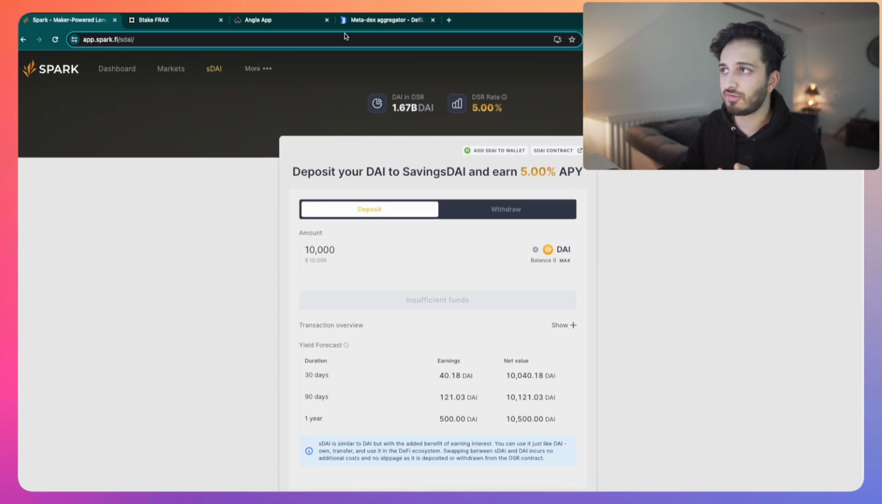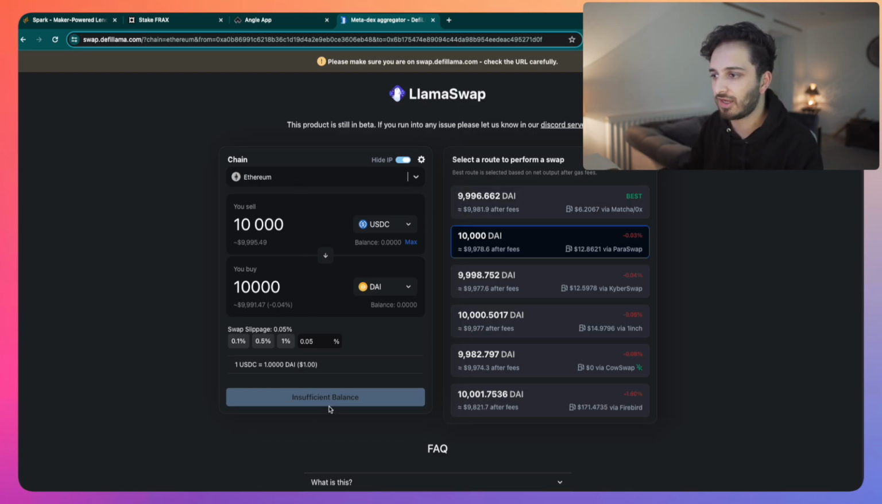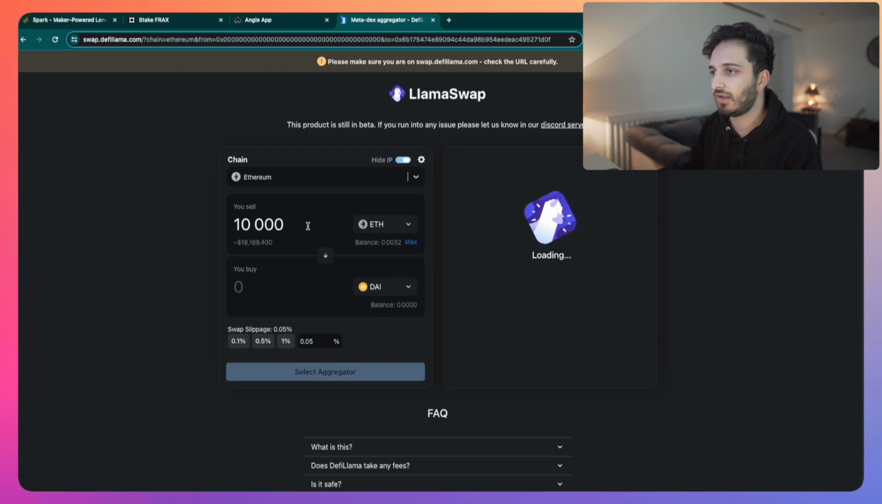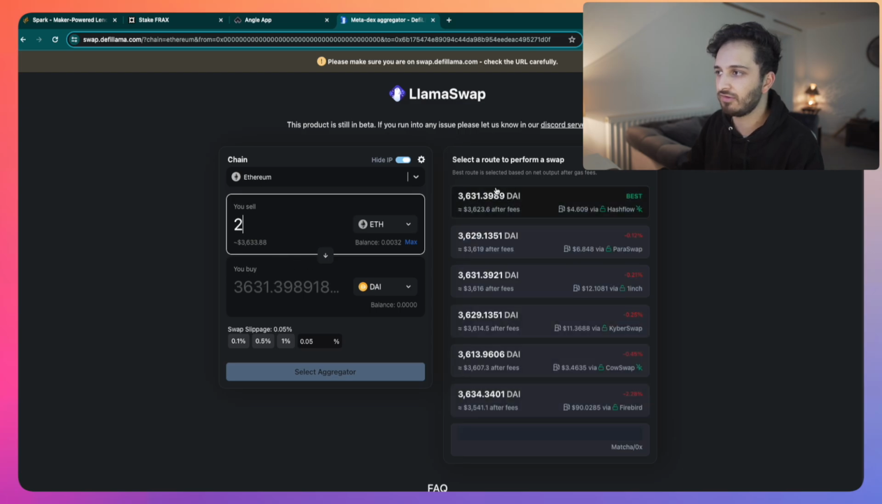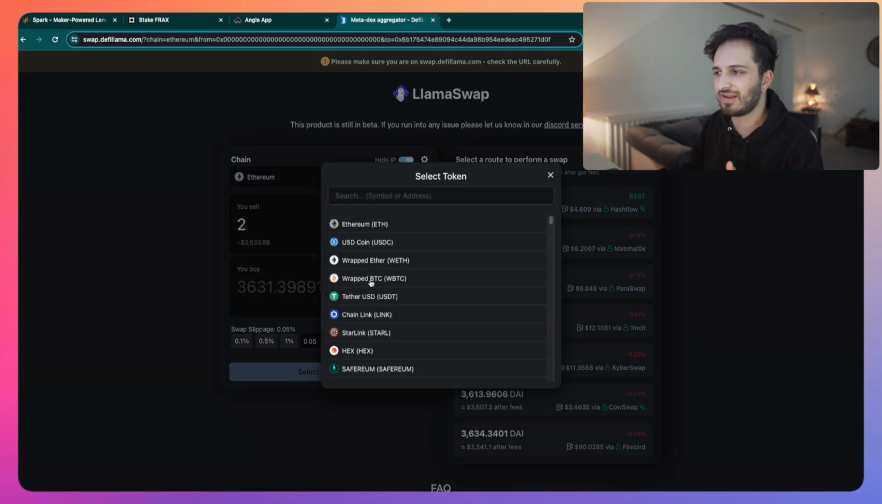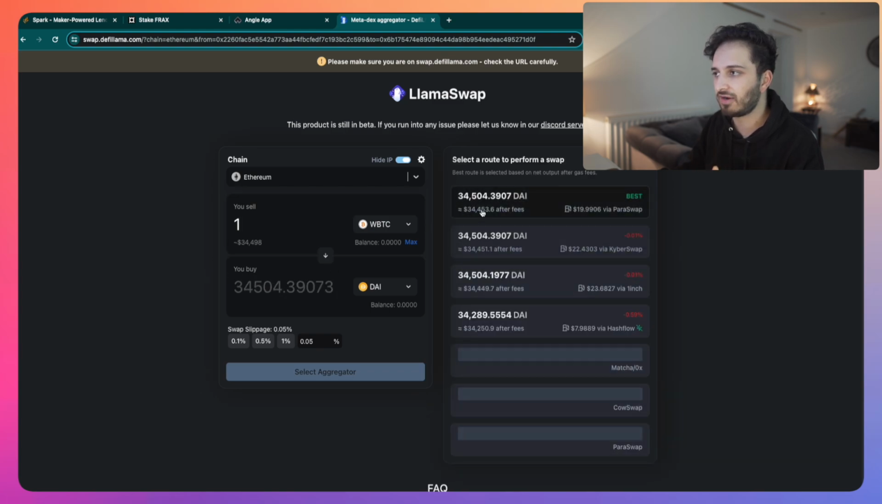Now, if you don't have DAI to begin with, just go to any exchange or aggregator. I like to use the DeFi Llama aggregator. We're on the Ethereum network, and if you've got 10,000 USDC, you can convert it directly here. If you've got, let's say, 2 ETH, you can do the same. You can select any asset that you've got. If you've got 1 Bitcoin, you can convert it to DAI directly like that.